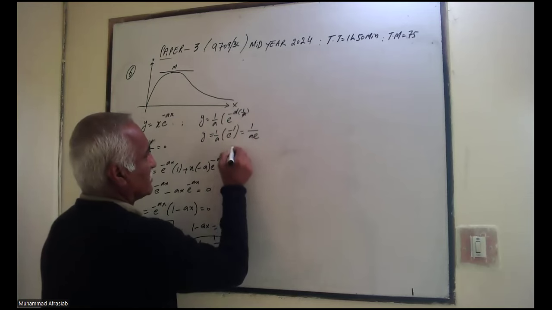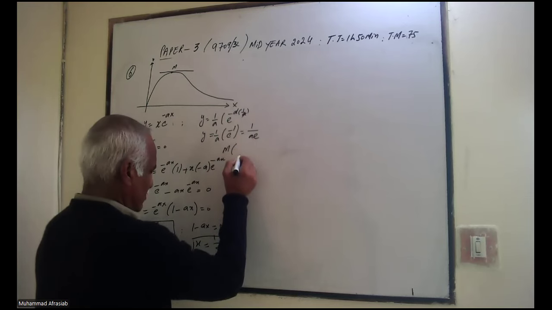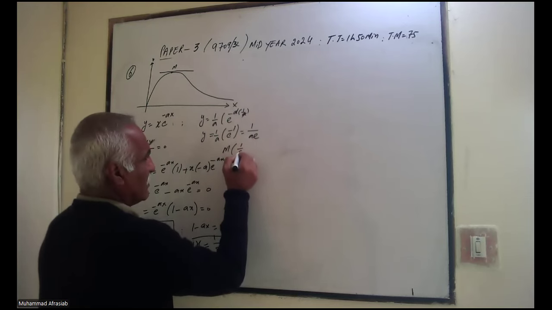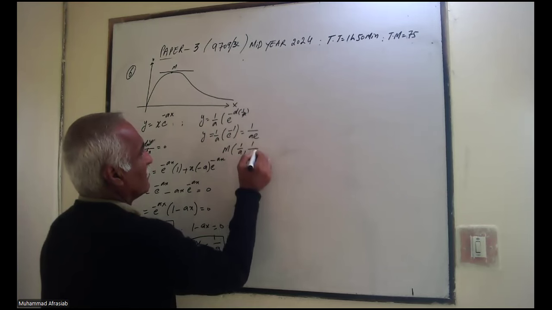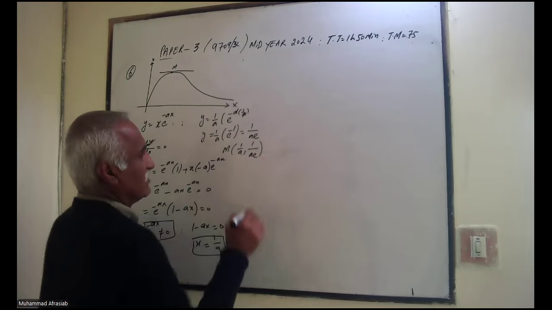So the coordinates of this point M will be equal to 1 over a and 1 over a into e.